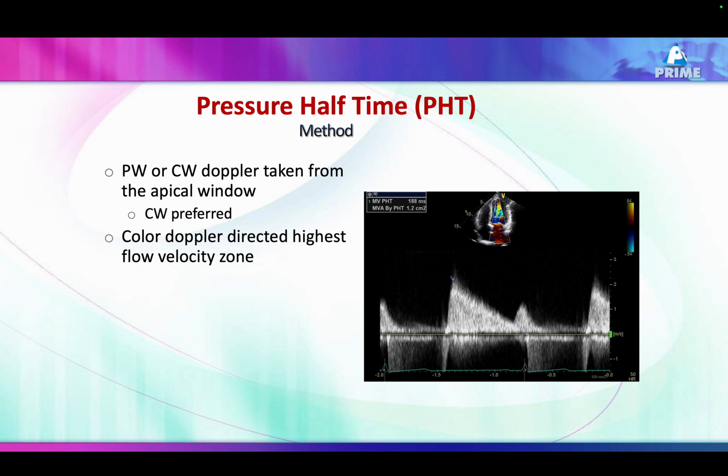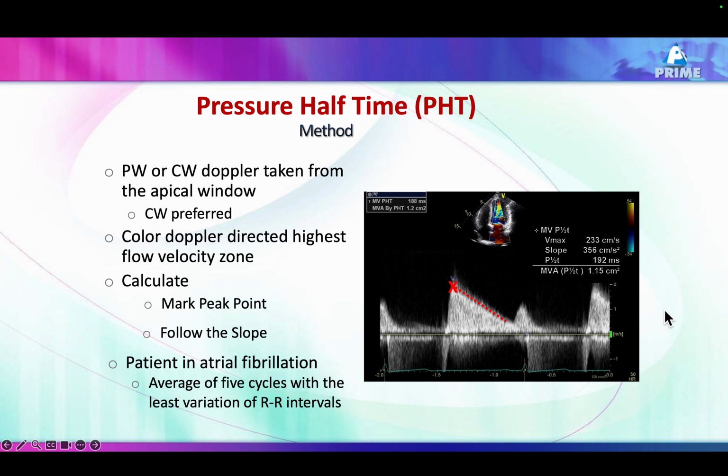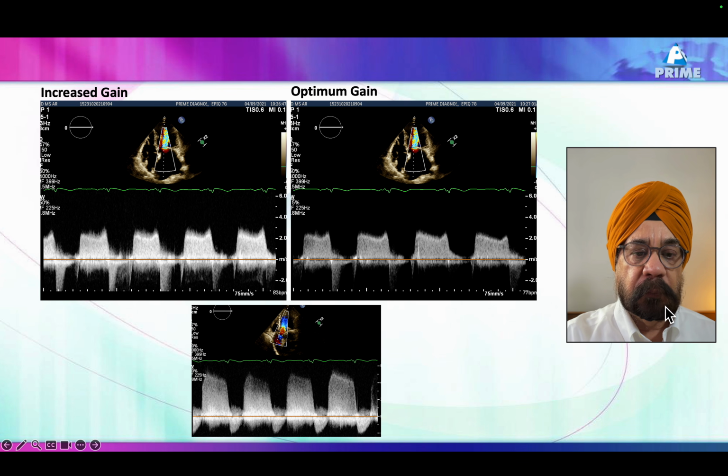CW is always preferred. You should make an angle correction if it is required. Then mark the peak point, and mark anywhere on the slope of the mitral valve. This is the E-F slope; you mark this slope and follow it, and then your system will give you a pressure half time. In a patient with atrial fibrillation, you need to have 5 cycles to make an assessment, but it's not very easy.